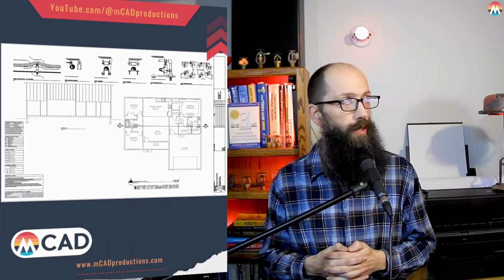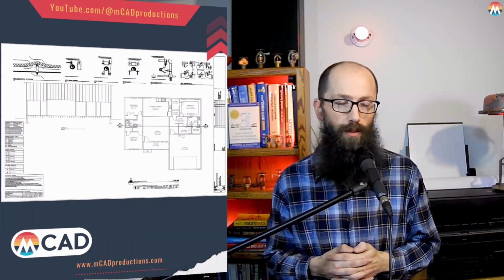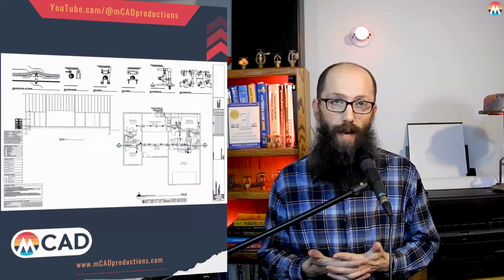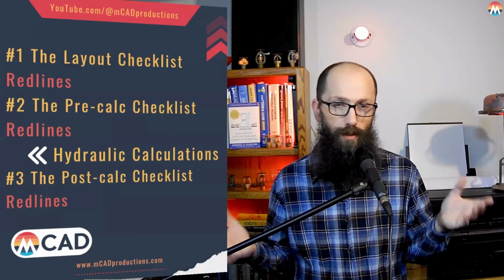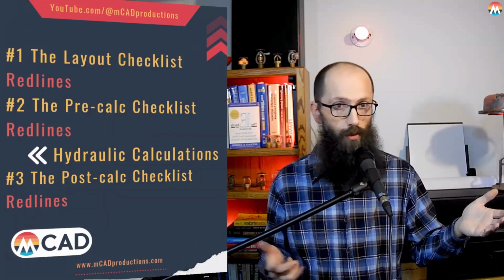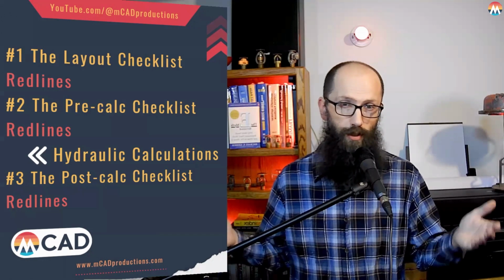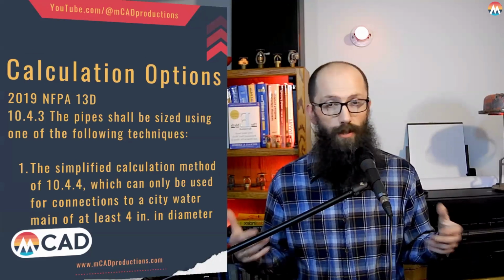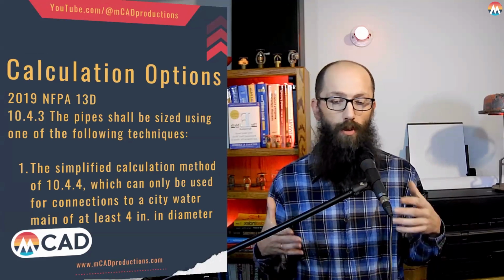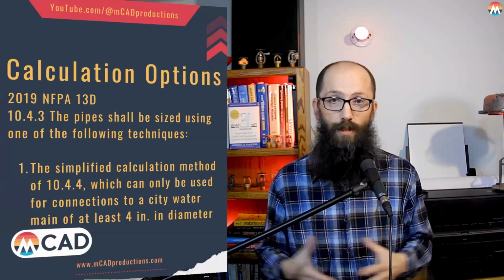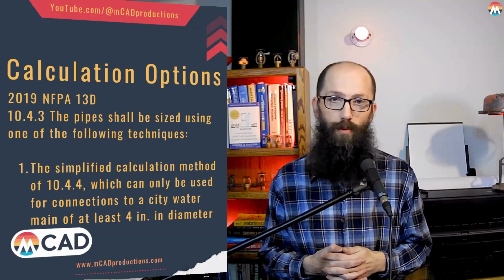So, this is where we ended up after we went through the layout process, the layout checklist. Then we got to the pre-calc checklist, and we added our heads and our piping. And the whole insinuation here, pre-calc, and then next week we're going to be doing a post-calc checklist. Well, there must be something called hydraulic calculations in between. And so that's what we're going to be talking about. And also, in addition to hydraulic calculations, we're going to talk a little bit about water supplies, different options for 13D, because you kind of need to talk about both of these things together in these systems.